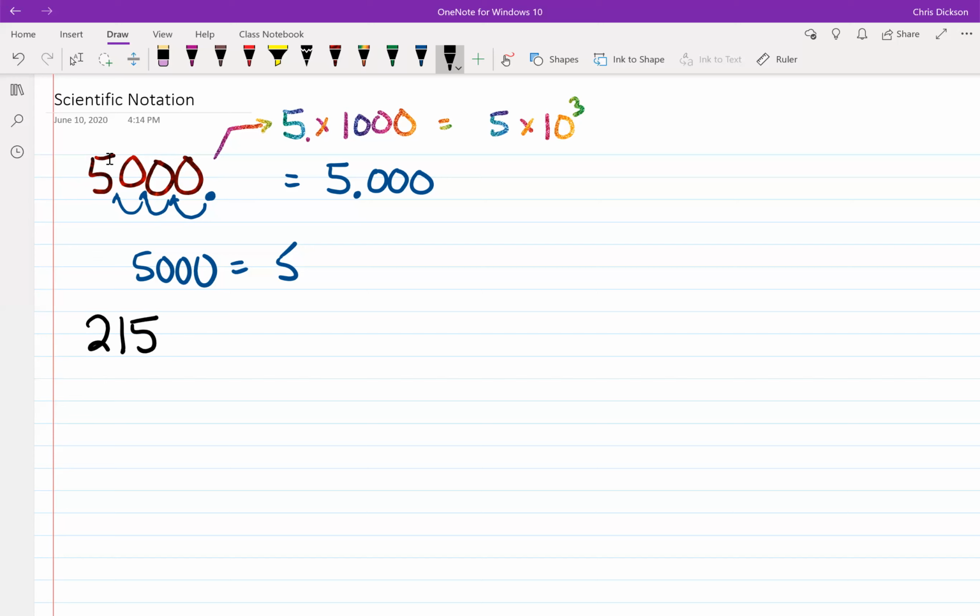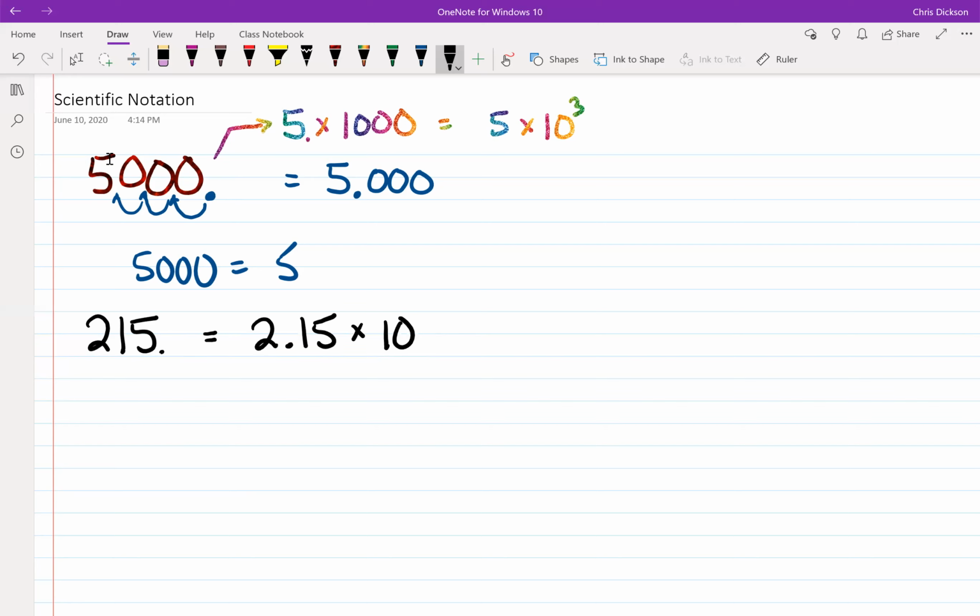We have to remember where the decimal would be, and that would be right after the 5. So there would be a decimal point right after that 5. So I need to move it over 2 units. So I have to go 2.15, and I'm going to multiply it by 10. But how many decimal places did I move it over by?